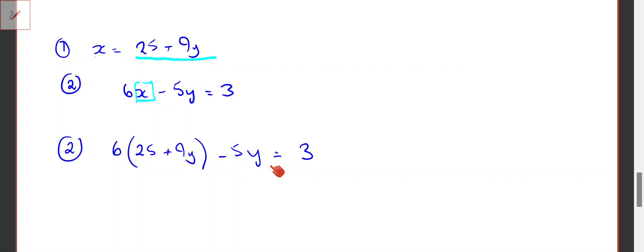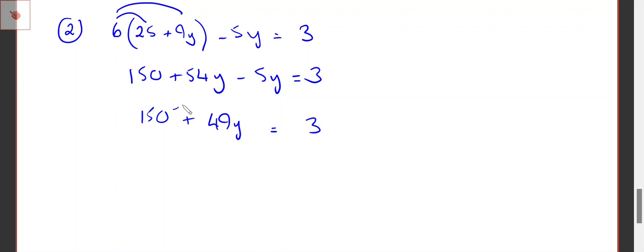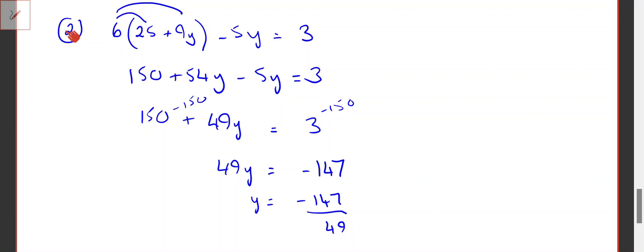So what's the next step? Bracket 6 times 25. 150 plus 54y minus 5y equals 3. That's then 150 plus 49y equals 3. Subtract the 150. You get 49y equals minus 147. y is therefore minus 147 divided by 49. So what's that? Negative 3.